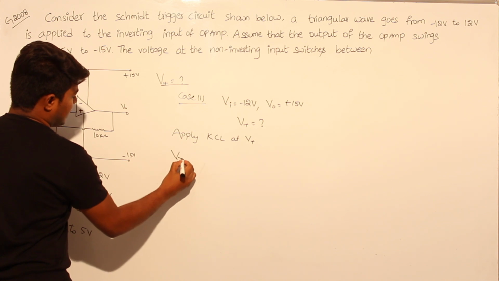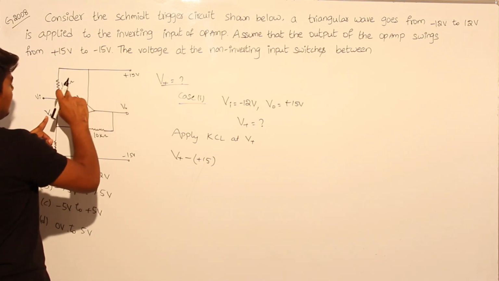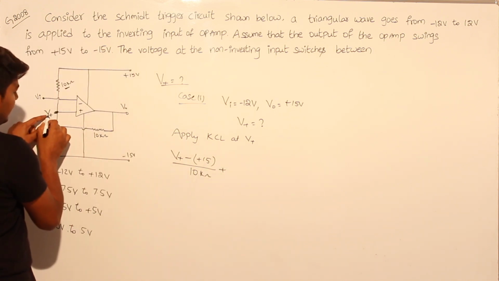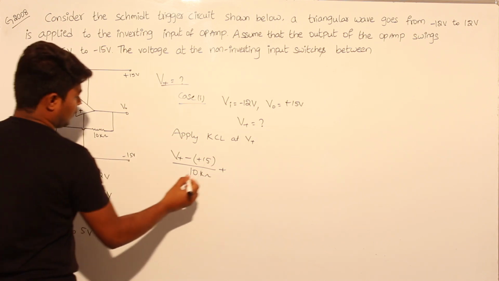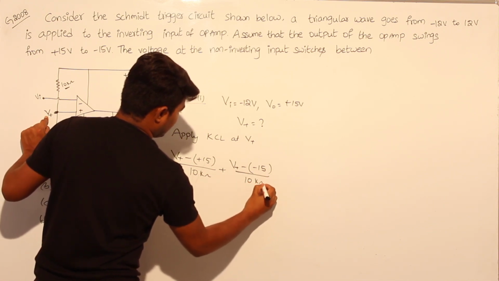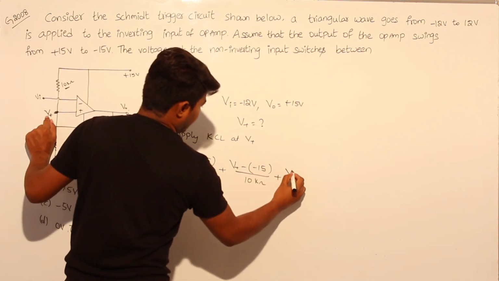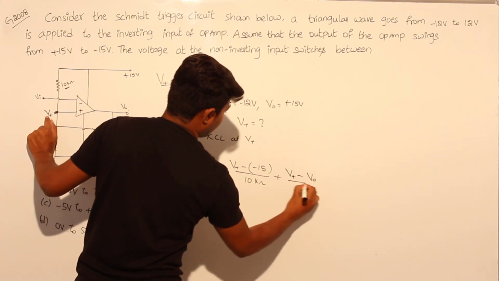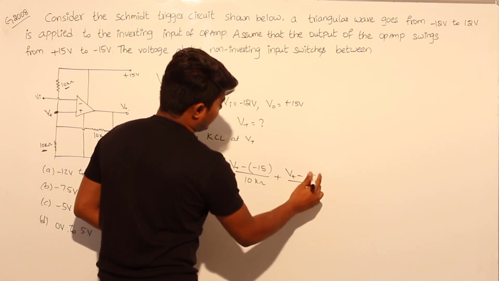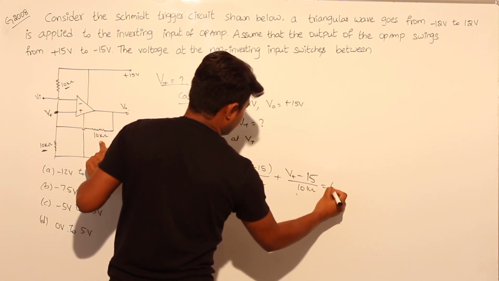So this will be V plus minus of plus 15 volts, by the resistor of 10 kilo ohm, plus V plus minus of minus 15 by 10 kilo ohm, plus V plus minus of V naught by 10 kilo ohm. And the V naught value we have got is 15, so you can directly write 15 volts, by the resistance value of 10 kilo ohm, corresponds to 0.